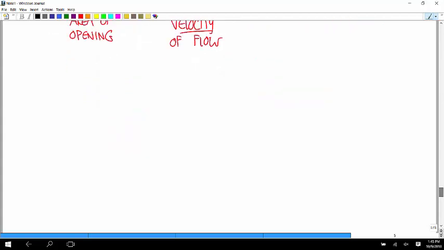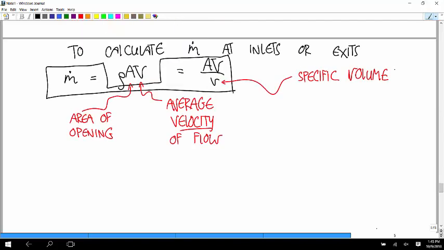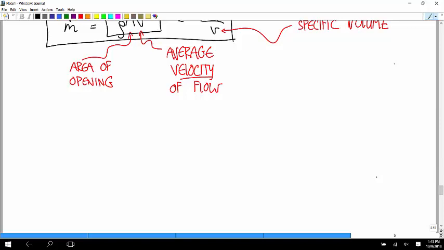Okay, let's do an example. What? This is, the big V is still velocity. I just, 1 over the density is the specific volume, so that's all I did here.